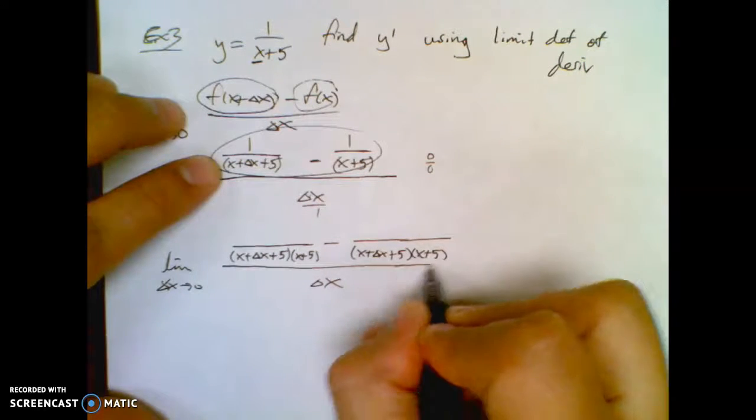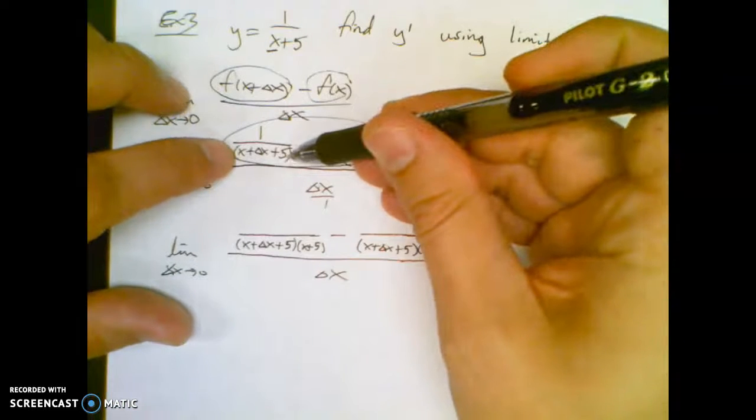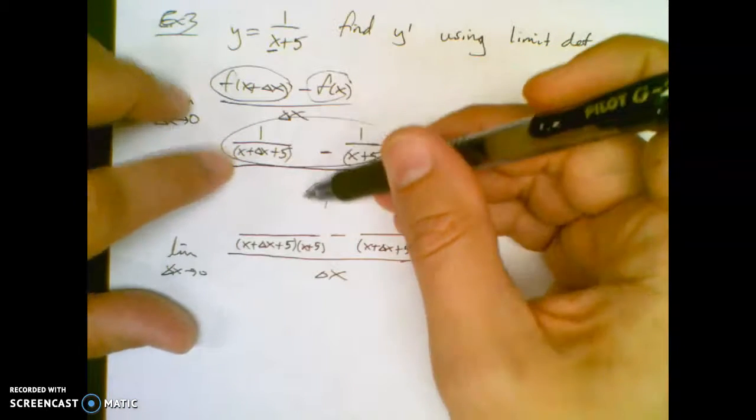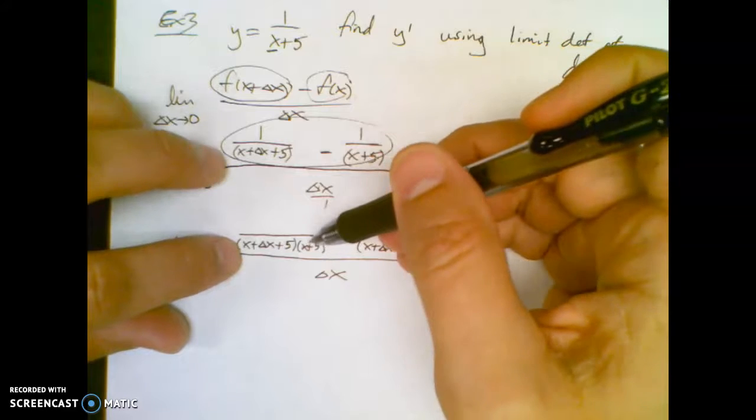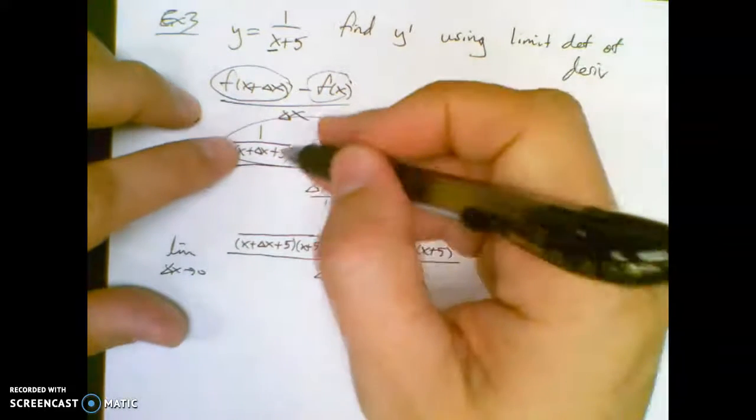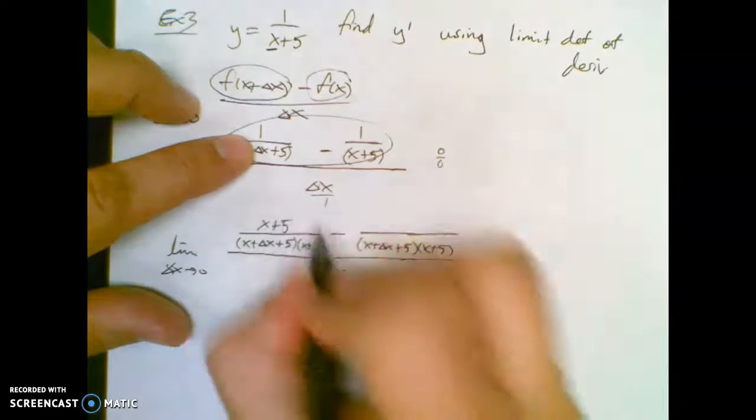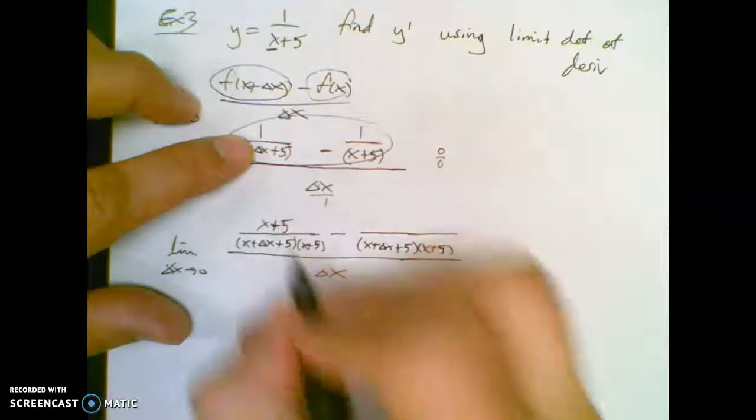Boom. Okay. Now you talk to yourself. You say, self, what did I do to the bottom to make it from there to there? Well, Kevin, you multiplied it by x plus 5. Oh, did I? Okay. Whatever you do to the bottom, you better do the top. Will do. It's good to talk to yourself.